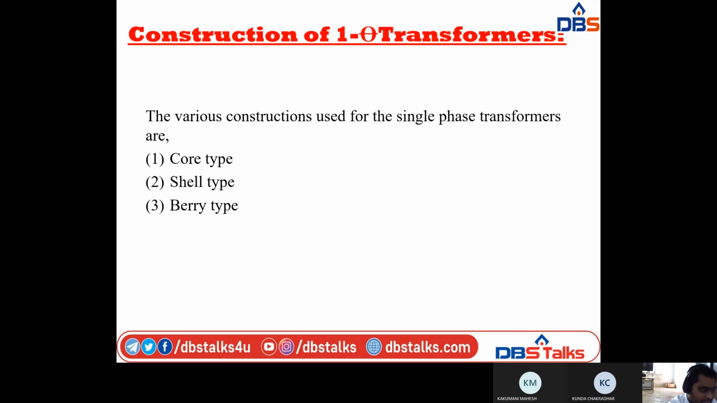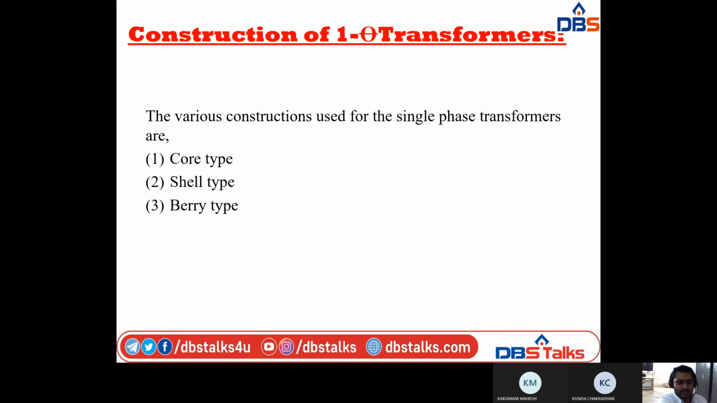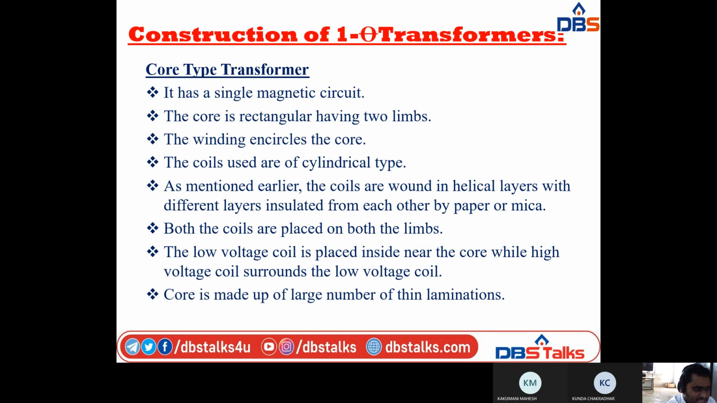First I will take the core type transformer, and another one we have is the berry type also. In the previous class I discussed only core type and shell type, but here, in the construction of the single phase transformer, we are going to discuss core type, shell type and berry type. First I will discuss the core type transformer. The core type transformer has a single magnetic circuit. I will show the diagram, and after that you will understand this.